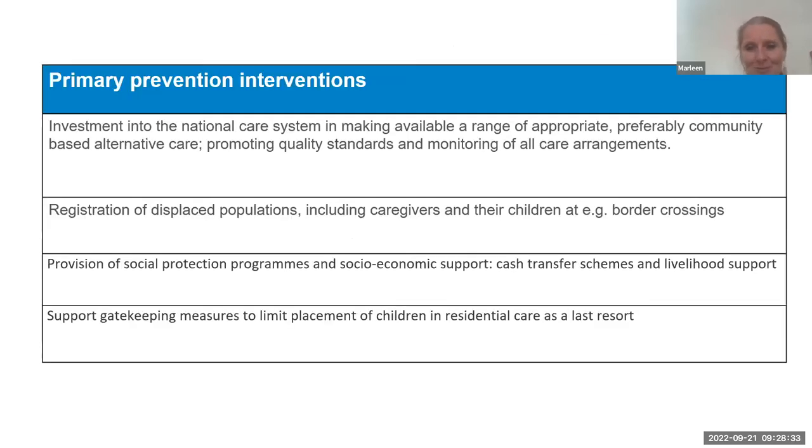Now, just to give you a few examples of primary prevention interventions. As I've said before, it of course depends on the root causes in the first place, and these are just some examples. But one is, for example, investment into the national care system to make sure that there are a variety of appropriate community and family-based alternative care options or solutions available. And also promoting quality standards and monitoring of all care arrangements.